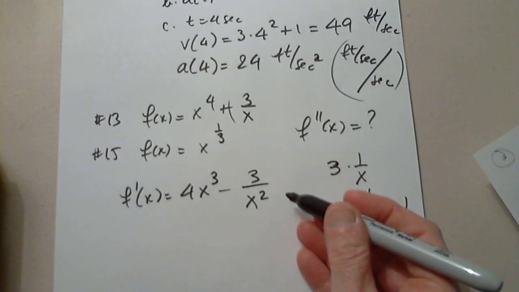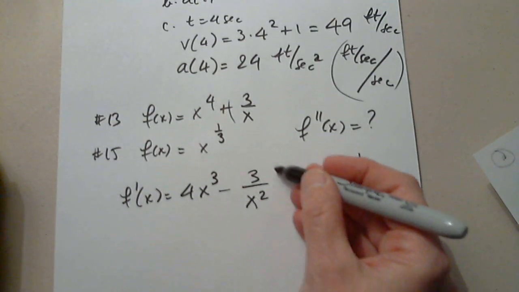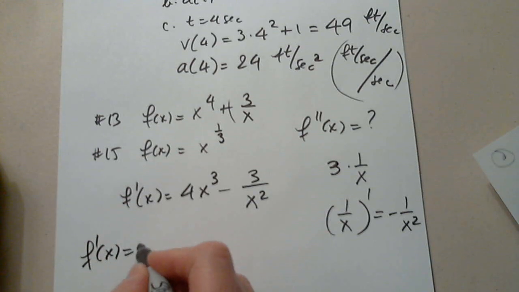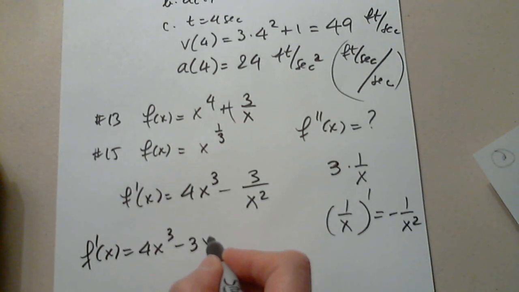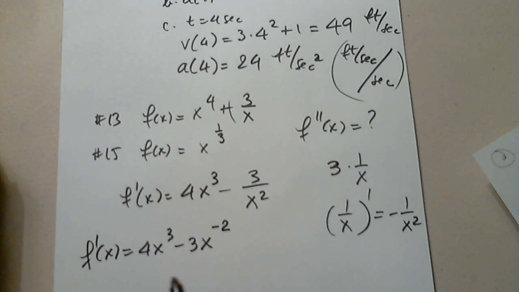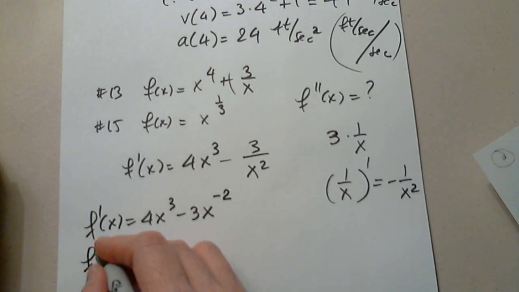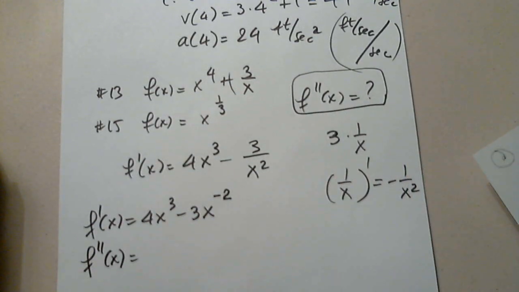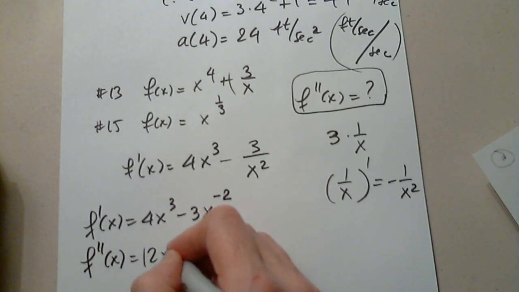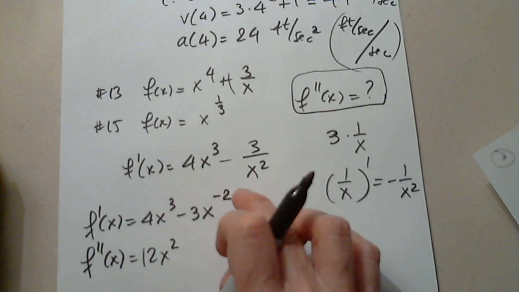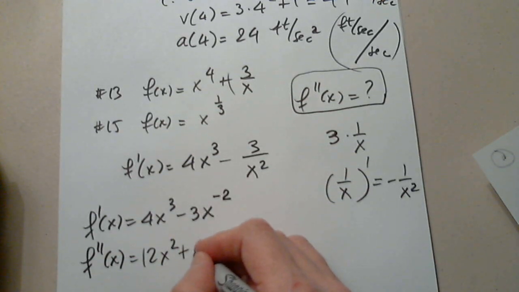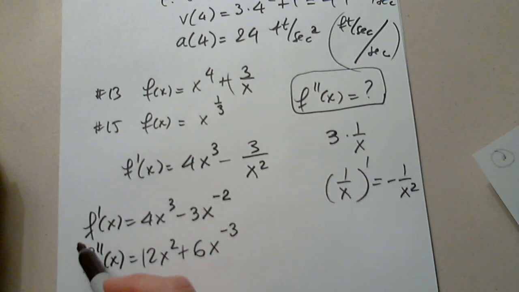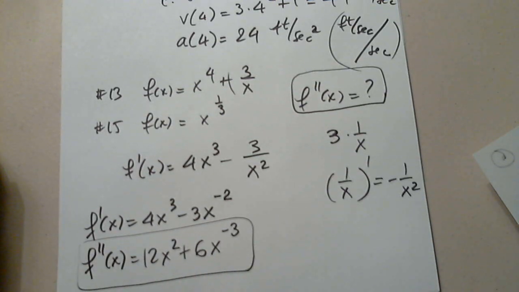Now the second derivative is more difficult, because I have to change this first. So f prime now has to be written like this, so we can differentiate it a second time. Why are we differentiating a second time? Because the problem was asking us to find the second derivative for these functions. This is easy, 12x squared. Here I have to multiply. I get positive 6x to the negative 3. And you can leave it alone. I'm fine with that as is.